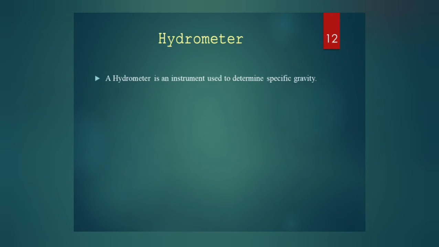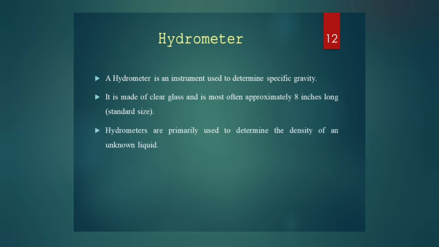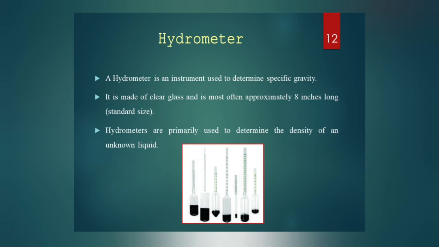Hydrometer. A hydrometer is an instrument used to determine specific gravity. It is made up of clear glass and is most often approximately 8 inches long. Hydrometers are primarily used to determine the density of an unknown liquid. Here is the image of few of hydrometers.